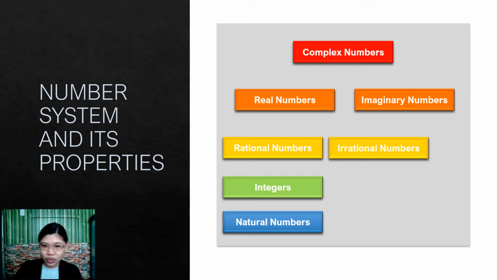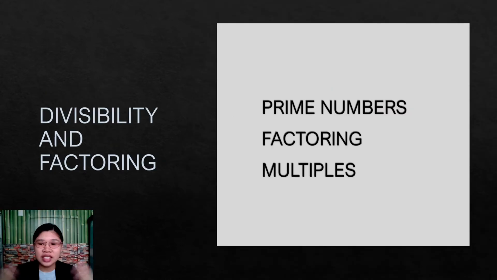So we have here somewhat of what we call a diagram of the number system and its properties. So let's go now with the divisibility and factoring. We have three major terms here that are quite related to divisibility and factoring.